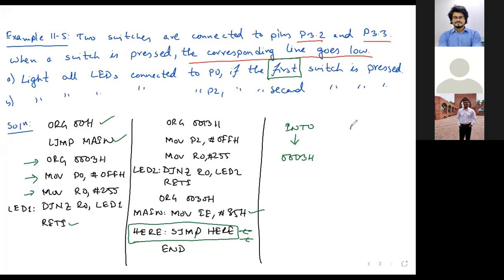Again, if suddenly someone presses pin P3.3, then your interrupt 1 is invoked. That means it will directly go to address 0013. So it will come to this particular address. It will do the same thing, and again it will return. So that's it. It is a very simple code. Okay, if there is any confusion or any question, please do ask.